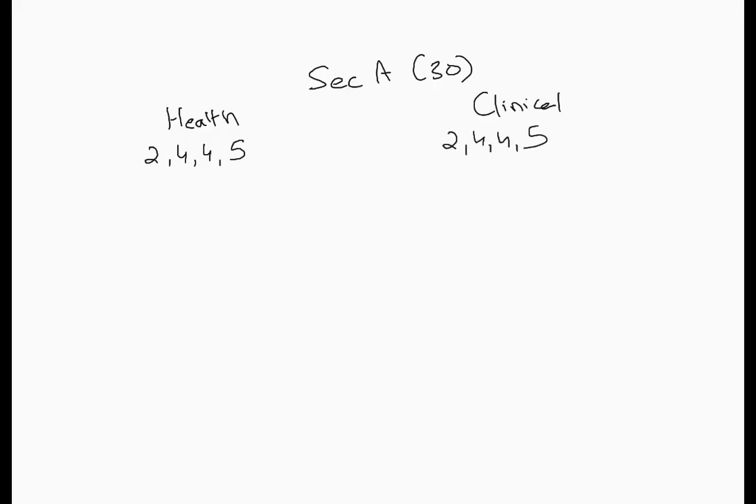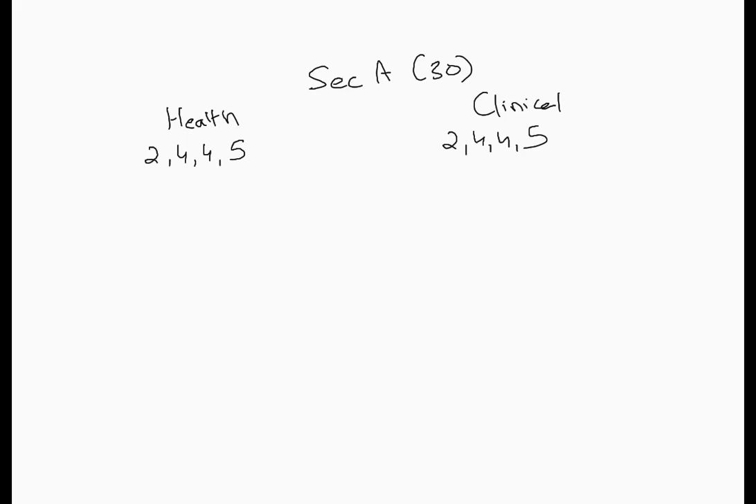Section A was basically for 30 marks, where let's say if you're attempting health and you're attempting clinical, there would be a 2 marker, a 4 marker, another 4 marker, and a 5 marker for health, 2, 4, 5 marker for clinical. So 15 marks for clinical, 15 marks for health. And you would have to attempt both. This would be for 30 marks.